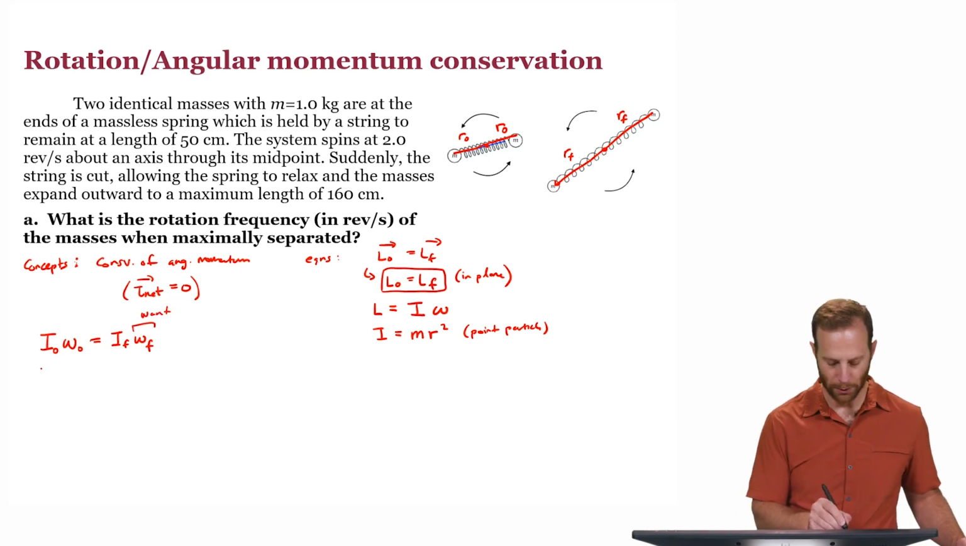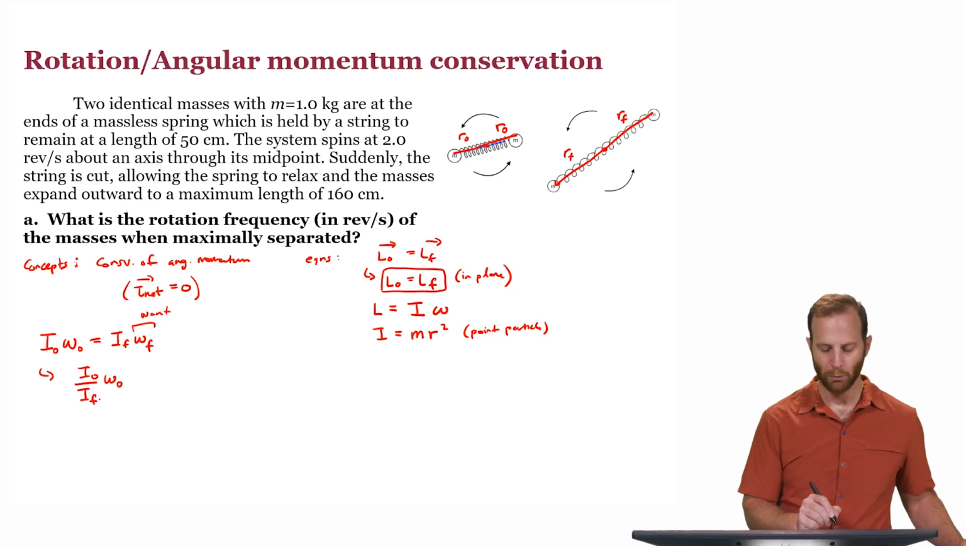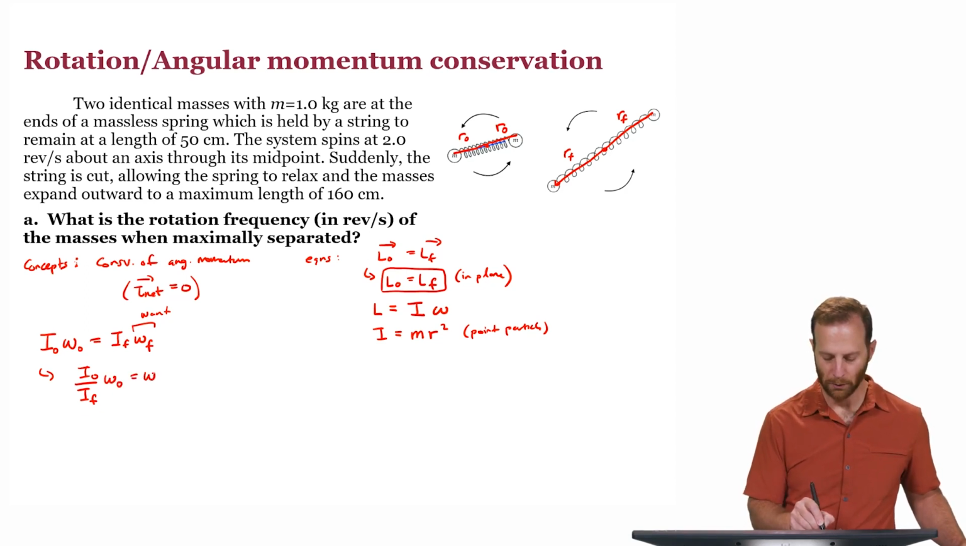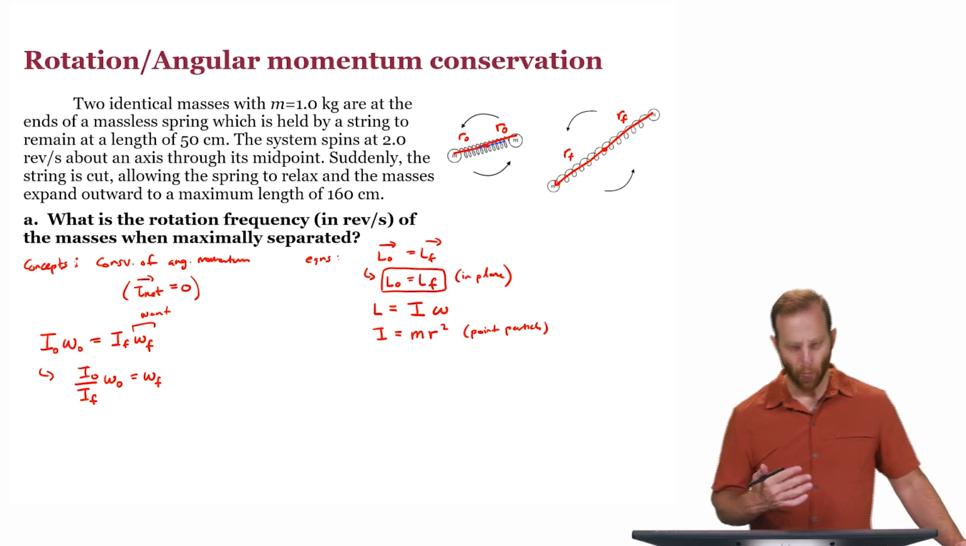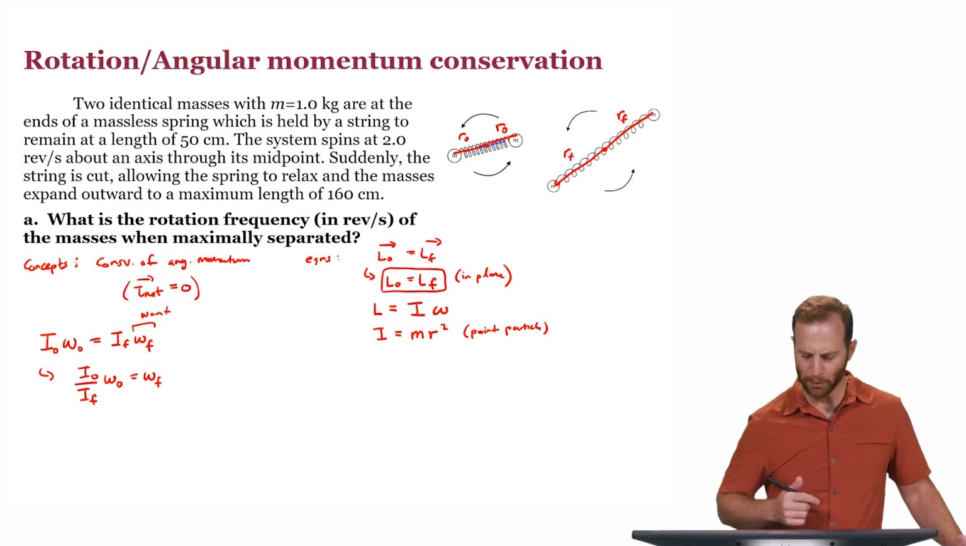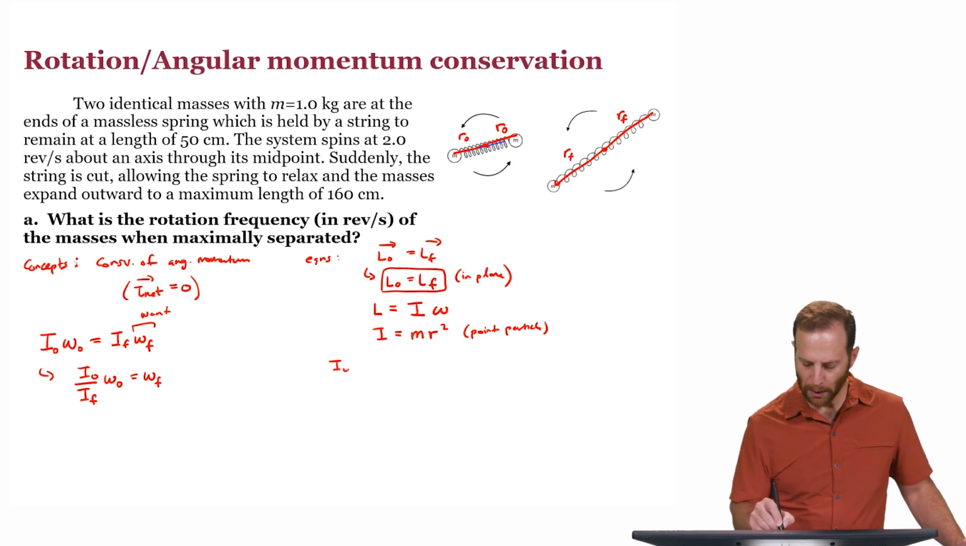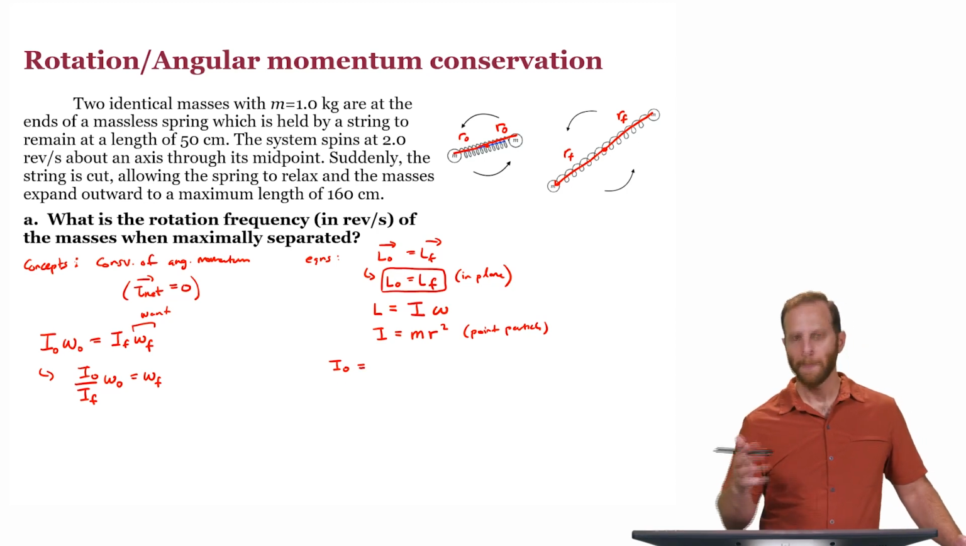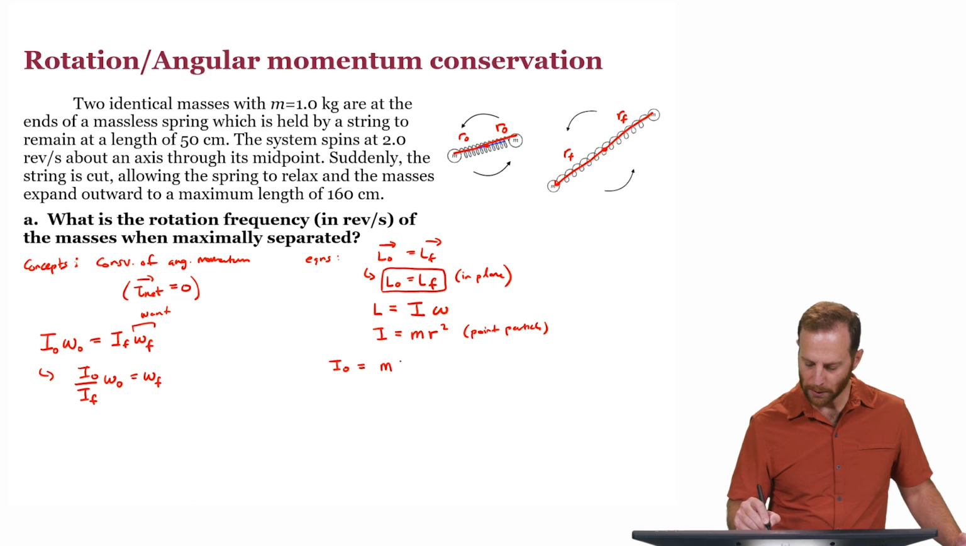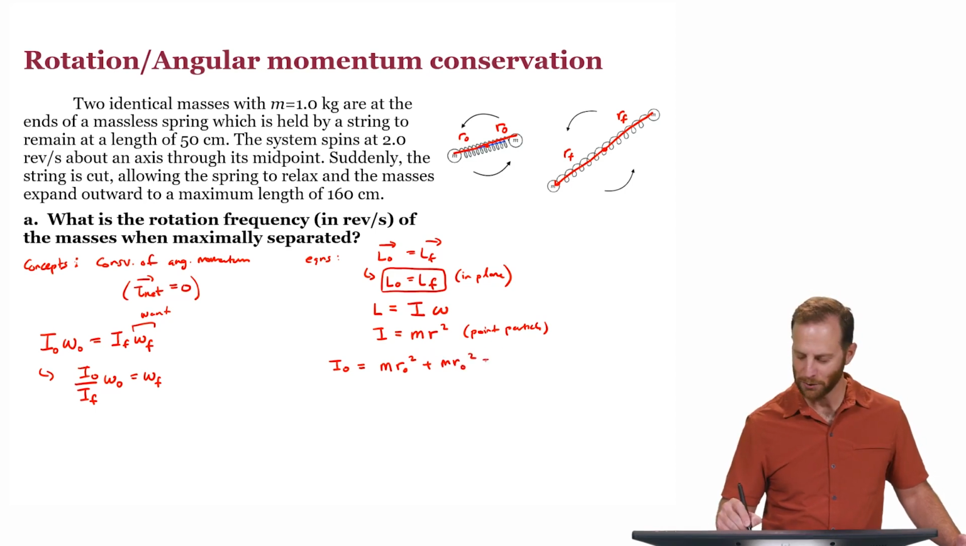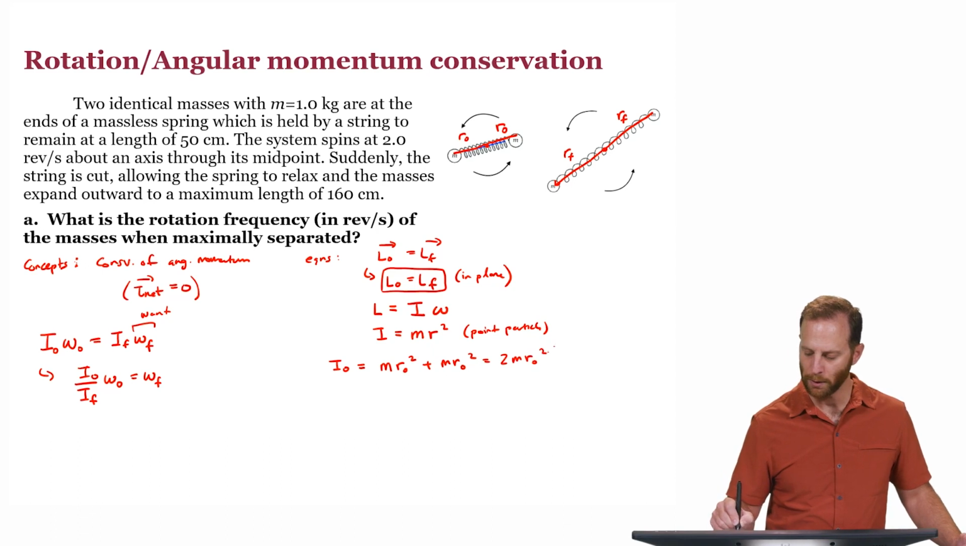So let's rearrange this equation and write it this way. The initial moment of inertia divided by the final moment of inertia times the initial rotation frequency is equal to the final rotation frequency. We can start to plug in numbers, but let's perhaps wait just a moment. The initial moment of inertia is given by, there are two objects, each of them has a mass of m, and they sit at a distance of r naught squared away from the axis, so I can write it this way, but realize that's just 2m r naught squared.